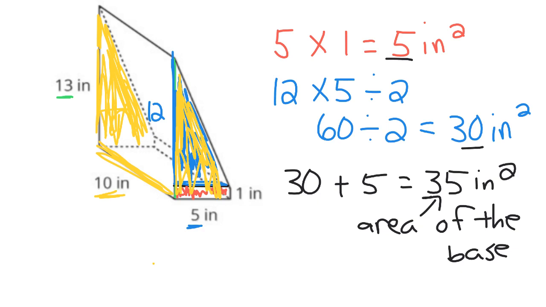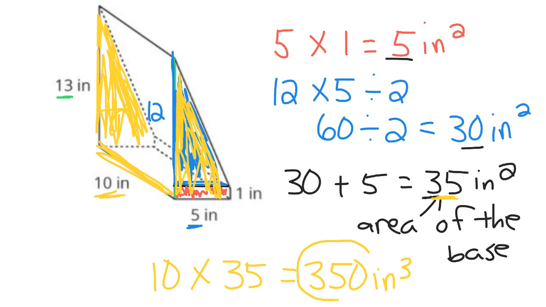So we're going to take the 10 and multiply it by the area of the base, which is 35, and that gives us 350 inches cubed. But for assistance, we're just going to type in 350.